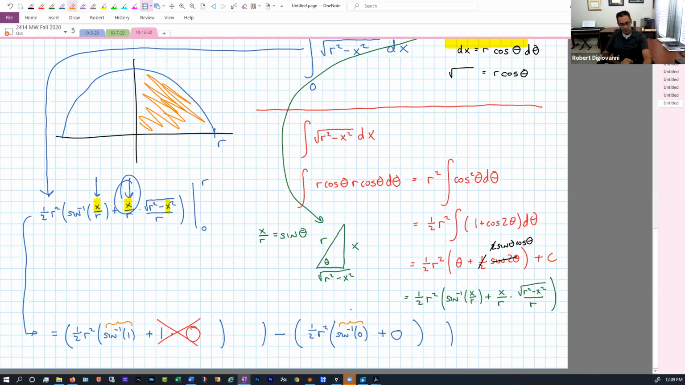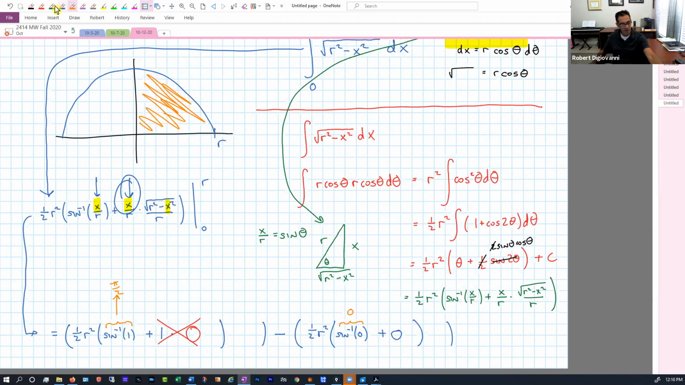0, right? Okay, and then on this one, this is saying, where on the unit circle is the y coordinate 1? Straight up, right? Pi over 2. Okay, so I think we're there.